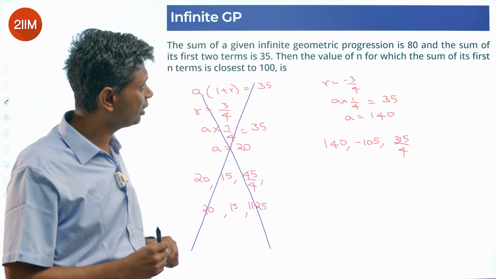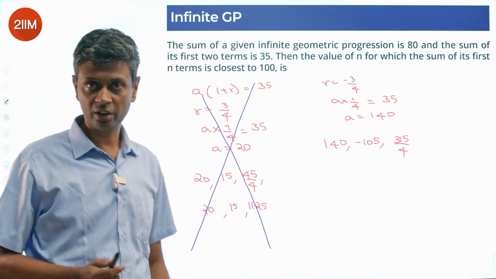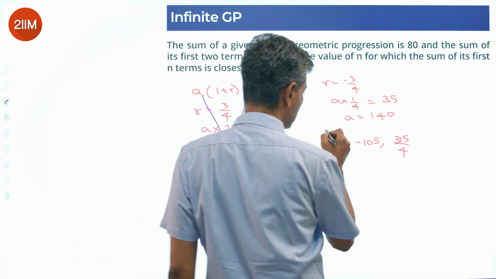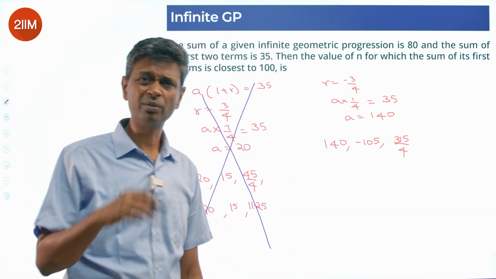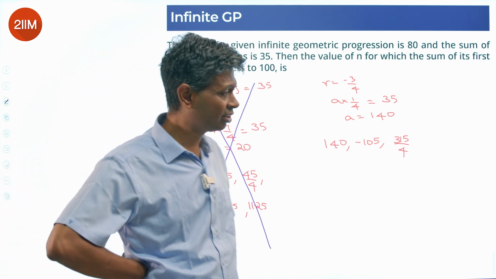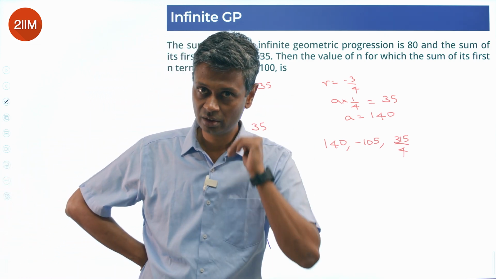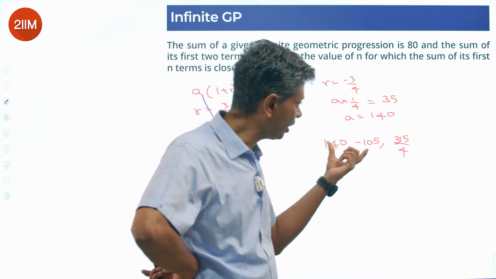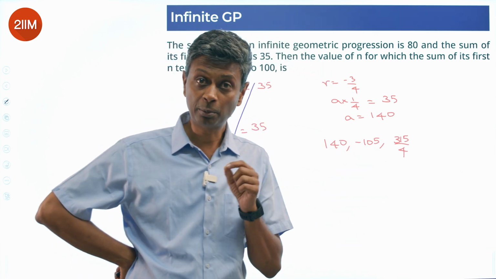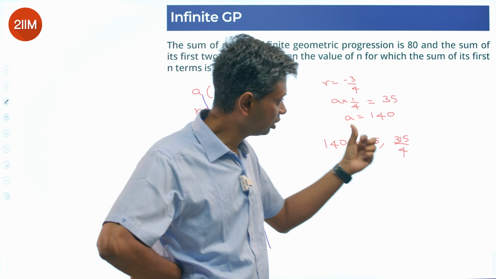So if I want my total to be close to 100, if I add these terms, the sum up to one term is 140, the sum up to two terms is 35, it crashes. And if I take pairs of terms, they will be positive: 1 and 2, 3 and 4, 5 and 6.